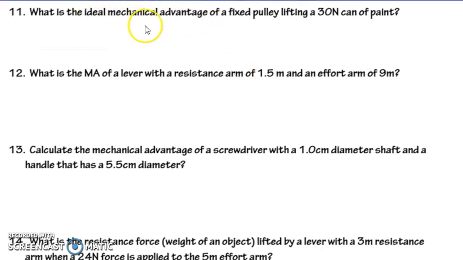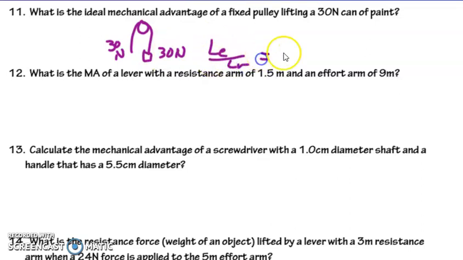Okay, here's an ideal one. What is the mechanical advantage of a fixed pulley lifting a can of paint, 30 newtons? Well, the mechanical advantage of a fixed pulley, you might remember what it is, but let's say we don't. In this case, here's our paint, it is 30 newtons. How much are you going to have to pull over here? 30. So you take your length of effort. It's like a lever now, so it really wouldn't be any different than length of effort over length of resistance, and you'd end up finding that it's 1, which is the mechanical advantage of a fixed pulley.